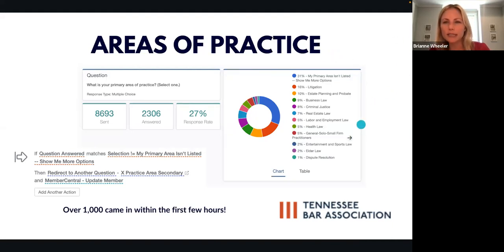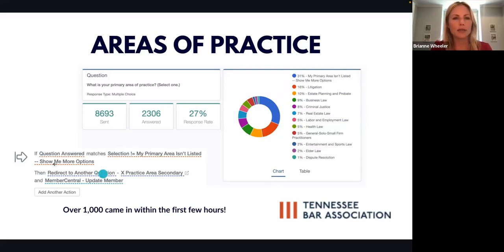This was also really interesting to me. So I think the assumption here from the Tennessee Bar Association is probably that most of the members would fall into one of these categories, right? These are the ones we know, these are the ones we think that most of our members will fall into, but they added this: my primary area isn't listed, show me more options. 31% said that. So now I'm super curious, what other areas of practice, maybe we're not thinking about these other areas of practice and we need to be serving them in a more specific way.